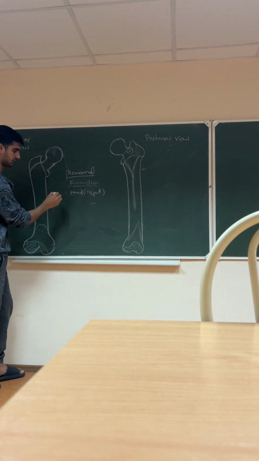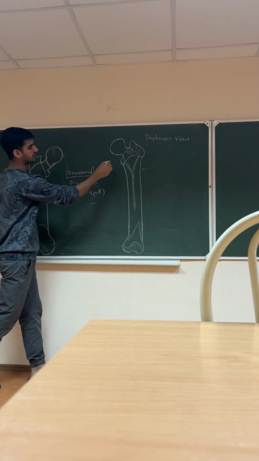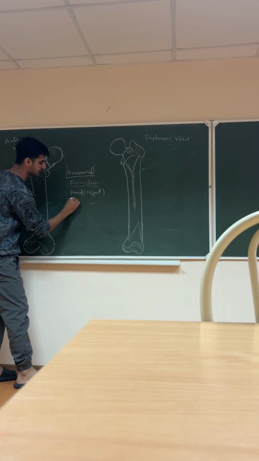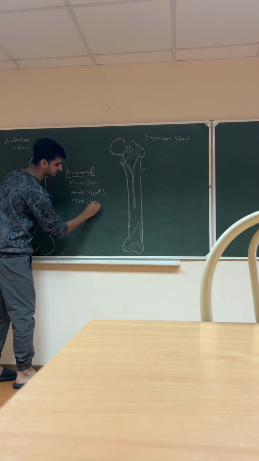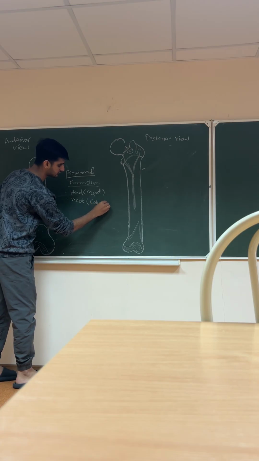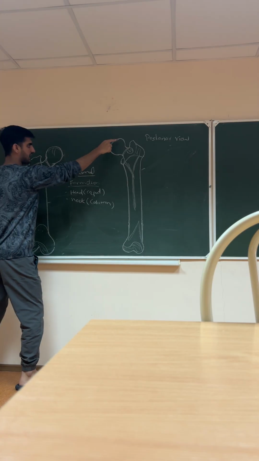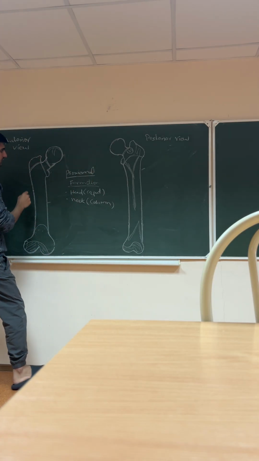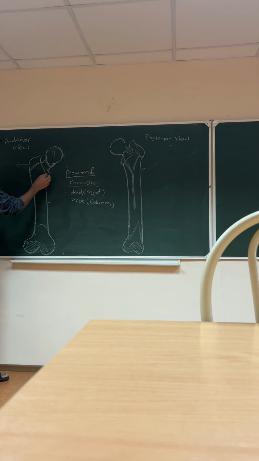Then second we have this area. This is the neck, collum. Neck in English, collum in the Latin language. Head, caput, neck, collum. Then we have this one, the lateral side, and this is the medial side.